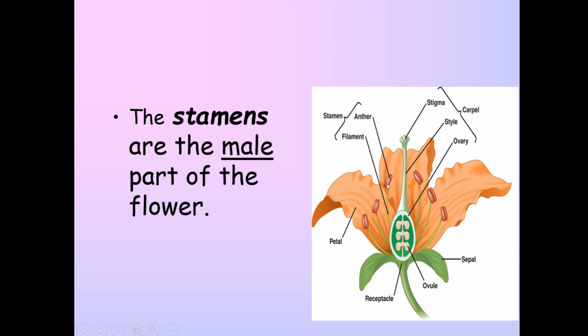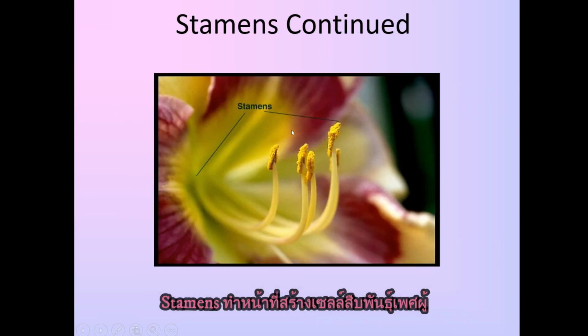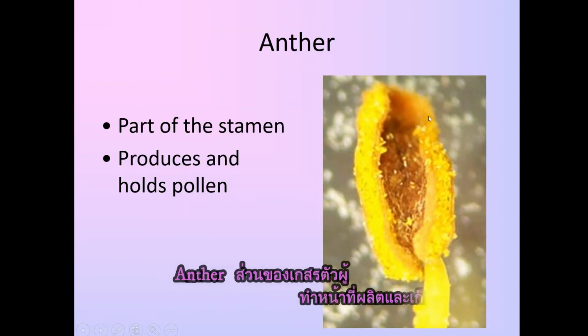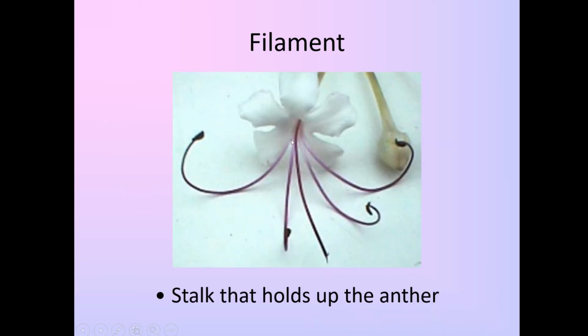anther of a flower. Okay, now we will go to the stamens. This is the stamen composed of anther and filament. This is the picture of the anther. On top of it are pollen grains. The filament holds the anther. This is the filament of a flower and this one here is the anther.